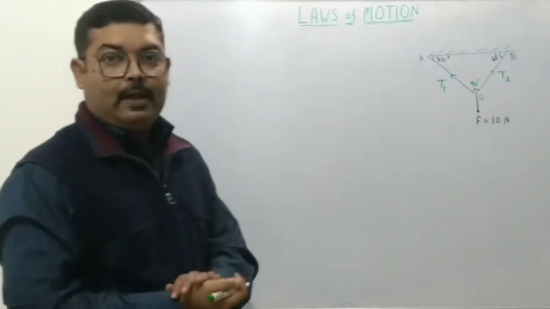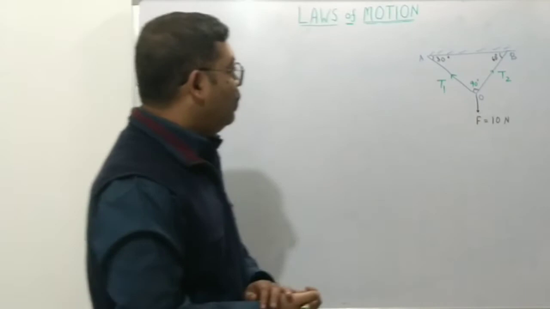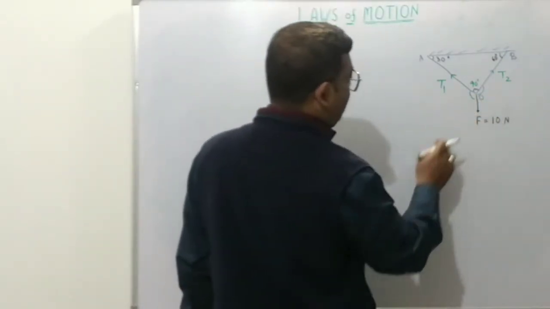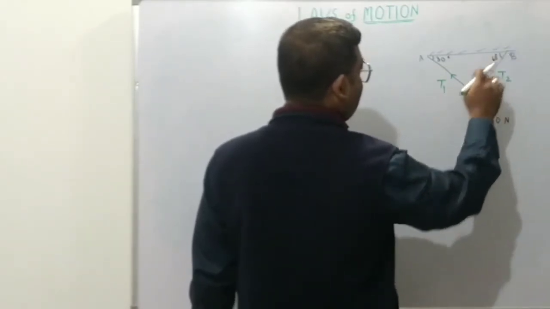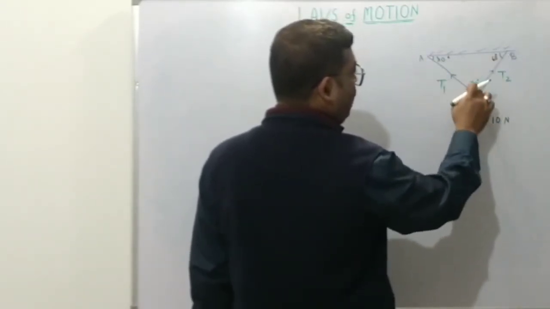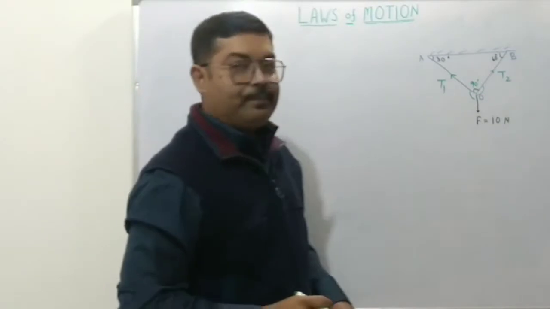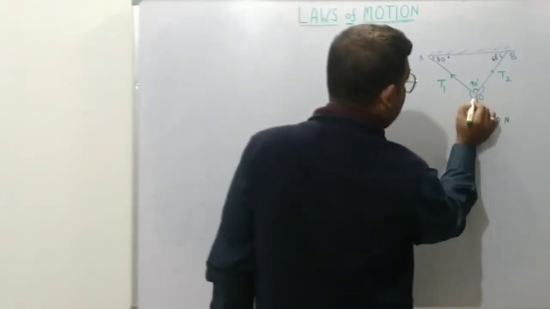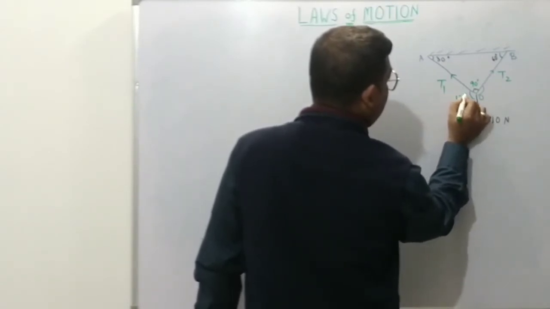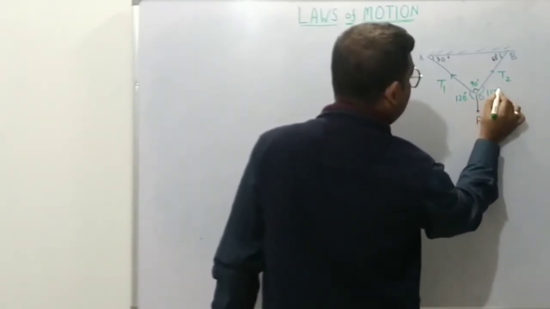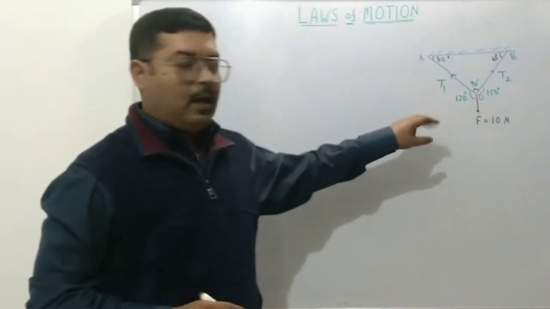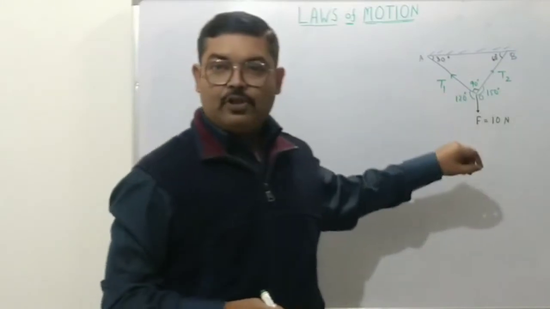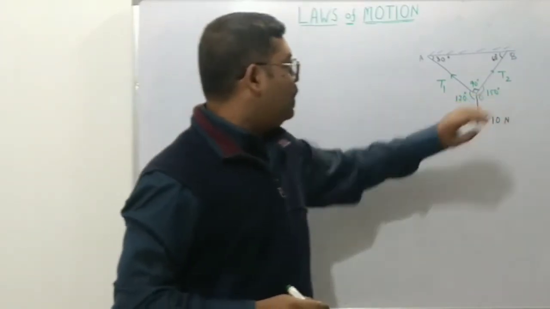To solve this, we can directly apply Lami's theorem if we know this and this angle, that is the angle between F and T1, and F and T2. We already know the angle between T1 and T2, that is 90 degrees. Now the geometry of the problem gives you very easily that this angle is 120 degrees and this is 150 degrees. I am leaving it to you to verify whether this is correct. Just apply simple geometry and you will find that these are the angles.